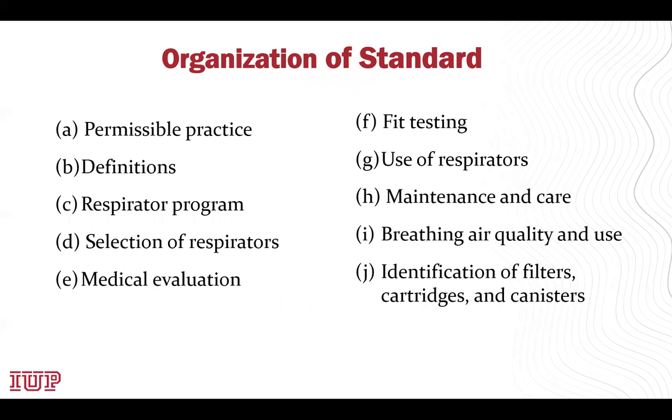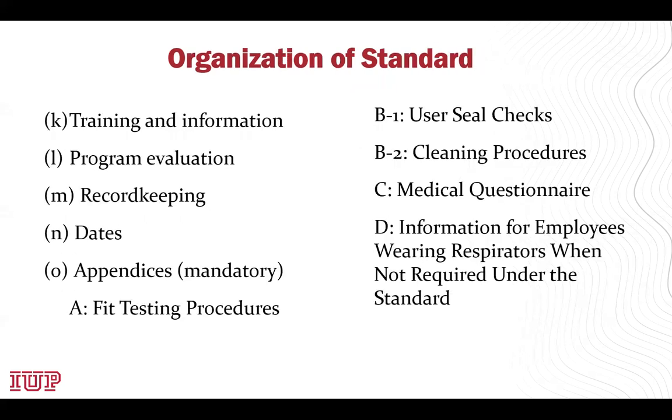Organization of the standard. This is basically how the standard is set up. Section A is permissible practices. Section B is definitions. Section C, respiratory program. D, selection of respirators. E, medical evaluation. F, fit testing. G, use of respirators. H, maintenance and care. I, breathing air quality and use. J, identification of filters, cartridges, and canisters. Then you have K, training and information. L, program evaluation. M, record keeping. N, dates. O, appendices. Mandatory includes the fit testing procedures.